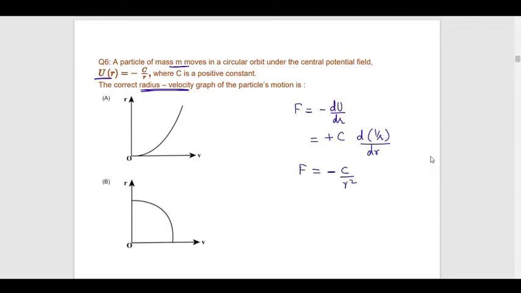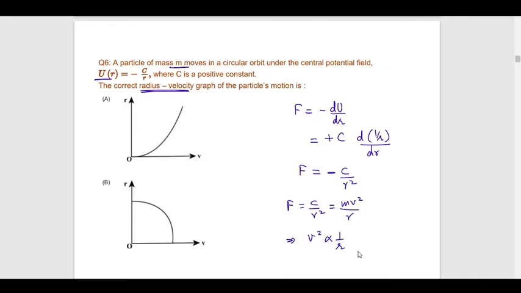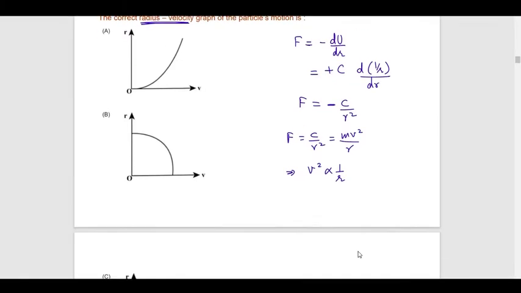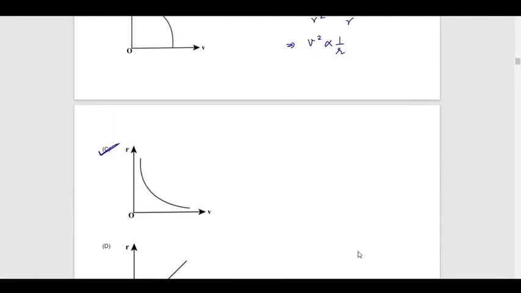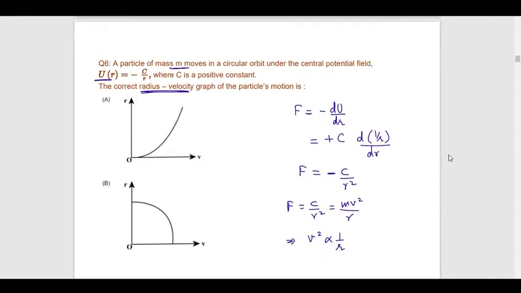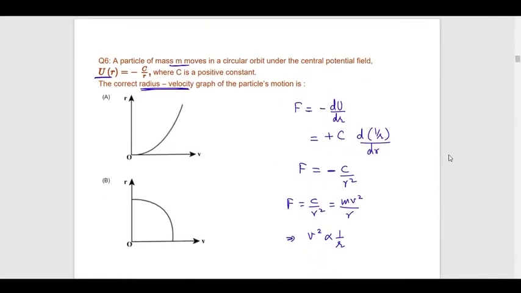This is your force. So what would be the magnitude of force? The magnitude of force will be c divided by r square, and that should be equal to mv square by r, right? So if you solve it further, you are going to end up with v square being inversely proportional to r, and therefore the graph between v square and r should look like this parabolic graph. Okay, so this was question number 6. Let's move on to our next question.